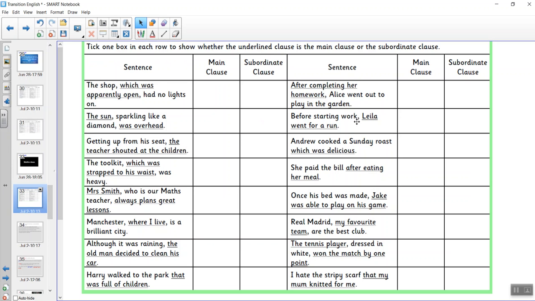So what you're going to do here is look at each of these sentences, and again decide whether the bit that's underlined is a main clause or a subordinate clause. Some of these will be main clauses, some subordinate clauses, and some relative clauses. So just think really carefully. Remember as well, if we look at this example here, the sun, sparkling like a diamond, was overhead. The sun was overhead. That's your clause there. So pause the video and have a go.